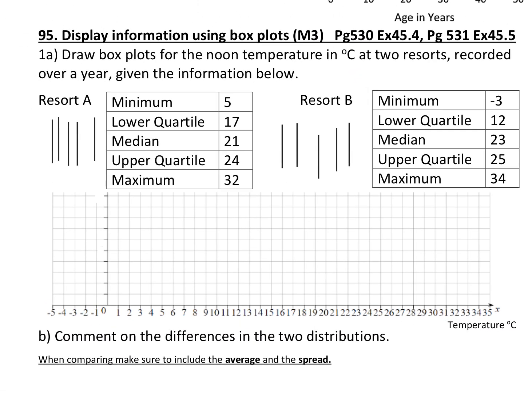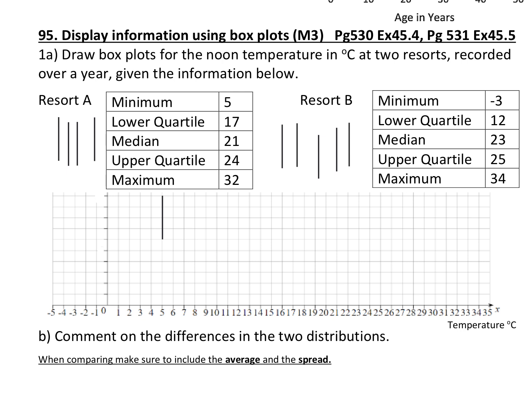So question 1, we have to draw box plots for the noon temperature in degrees C at 2 resorts, recorded over a year, given the information below. So for resort A, we're told the minimum is 5, the lower quartile is 17, the median is 21, upper quartile is 24, and the maximum is 32. I've already got a little line here. This is going to represent my minimum of 5. So if I go across to 5, just going to draw a line there. I need to draw a box plot for A and B, so I'm leaving space for B down below.